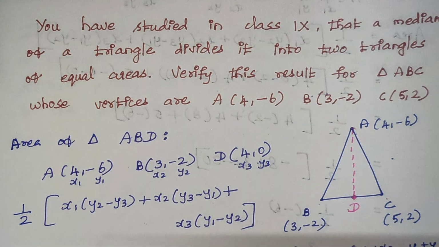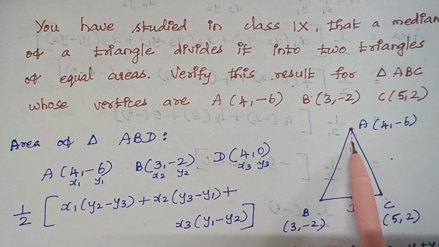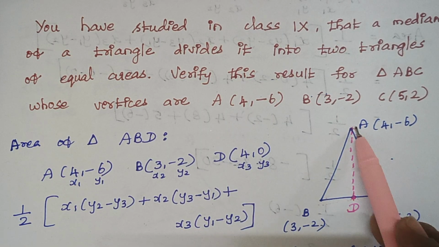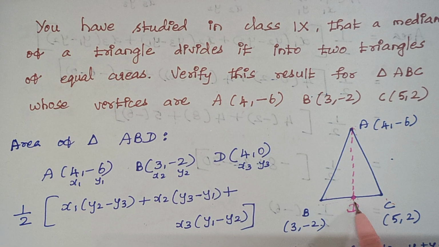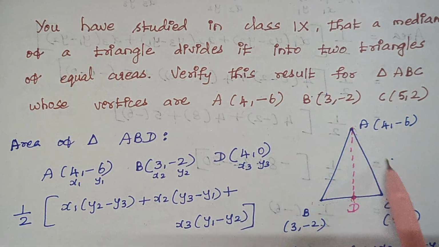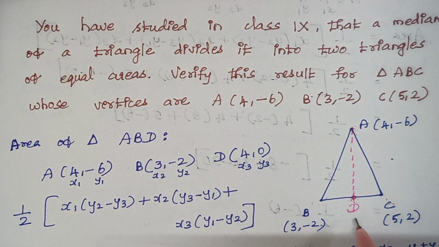So what we have to prove, this median, once this line is drawn, obviously we have two triangles. One is triangle ABD, and the next triangle is ACD. So here we have to prove that area of triangle ABD is equal to area of triangle ACD. That's the question. Here first we are going to calculate the point D, because when calculating the area of this triangle as well as this triangle, you should know the vertices of D. Yes or no? So that's the thing.